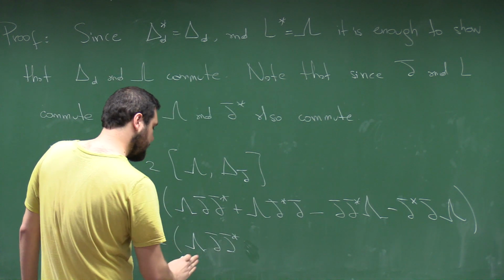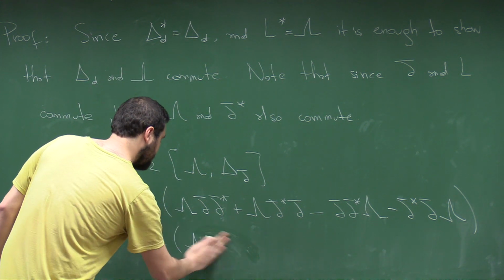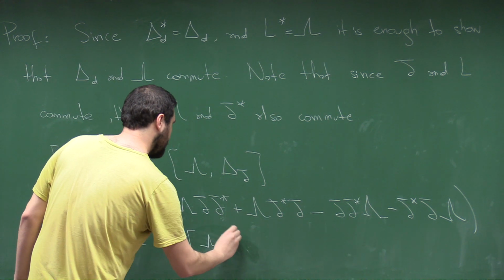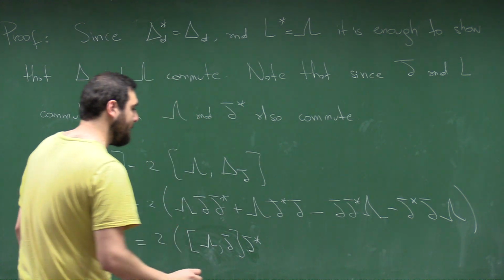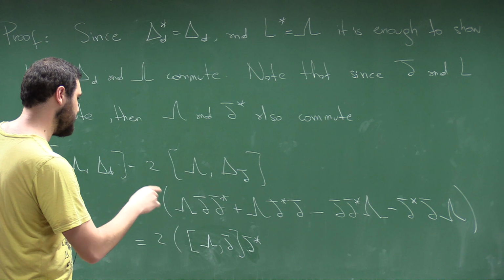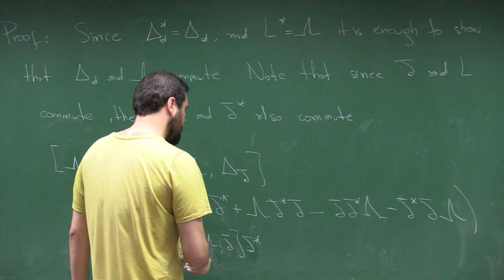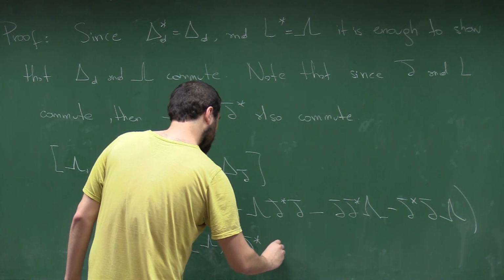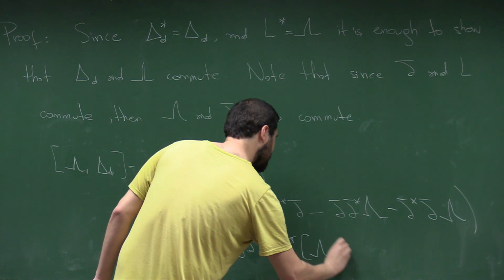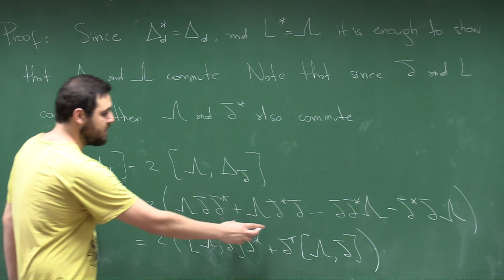so maybe we can compute this at once. So this is the commutator of lambda with partial bar star, partial bar. This is this minus this, plus partial bar star, the commutator of lambda with partial bar. Right? This is this minus this.